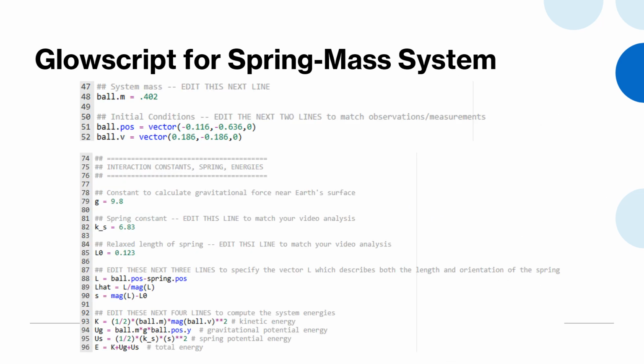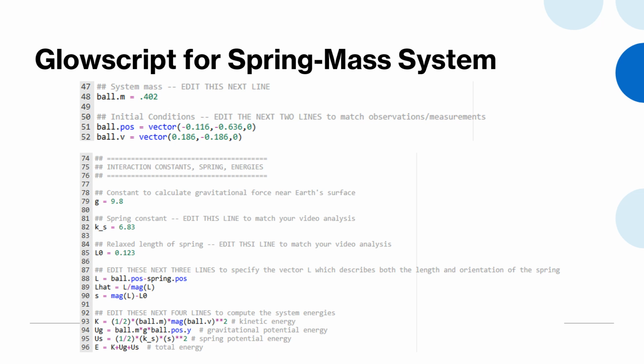This is our GlowScript for the spring mass system. The first thing that we changed was the mass of the ball, it's 0.402. Then the ball's position and initial velocity, which we both got from Tracker. We then uploaded our constants of gravity being 9.8, our spring constant being 6.81, and the relaxed spring length, L naught.